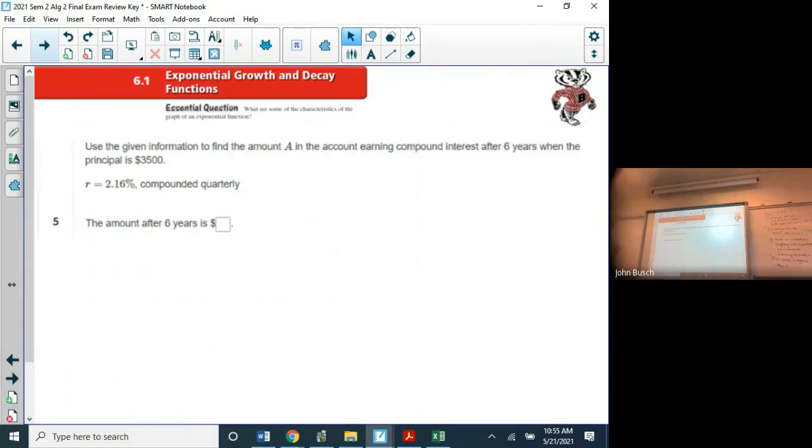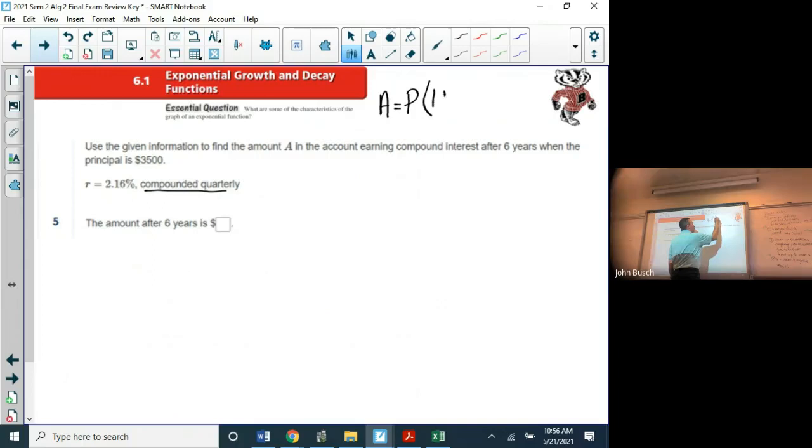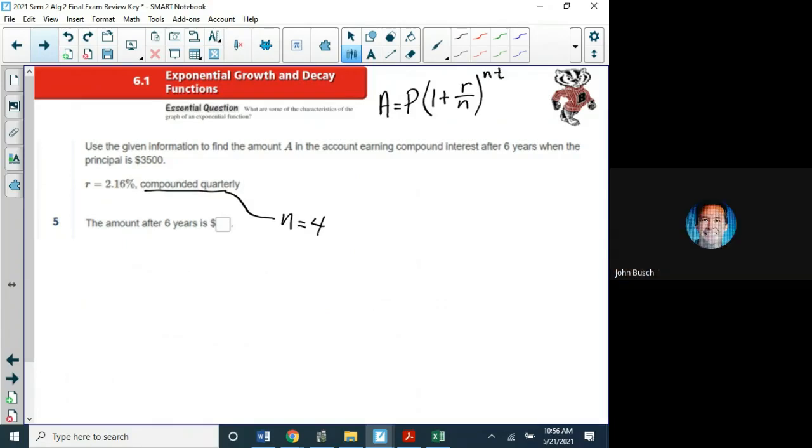And here is 6.1 again. Use the information, 6 years compounding quarterly. So here we need to know a specific formula. The formula is the final amount is the principal times (1 plus the rate divided by n), where n is the number of times you're compounding each year. This says compounded quarterly, so in this case, n is 4. And then we take it to a power, and the power is n times t, where t is the number of years. P is the principal, that's the amount you start with.